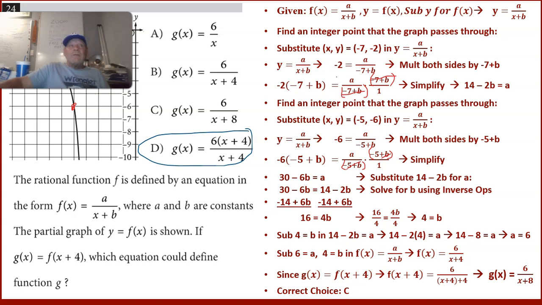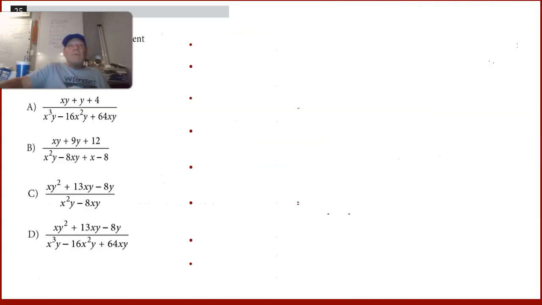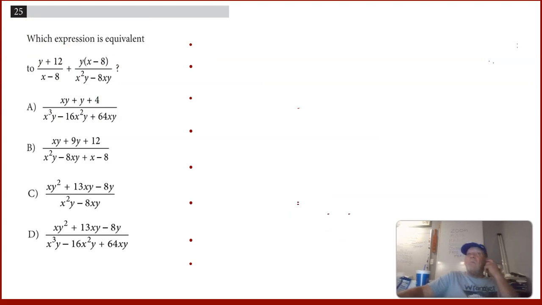All right, so now let's go to problem 25. So 25 is not as long, but it still takes up this whole screen. That's why I just put one on each screen. It says, which expression is equivalent to y plus 12 over x minus 8 plus y times the quantity x minus 8 over x squared y minus 8xy.